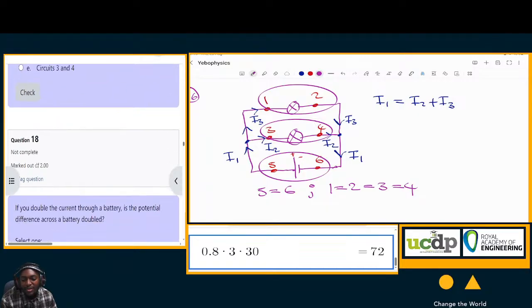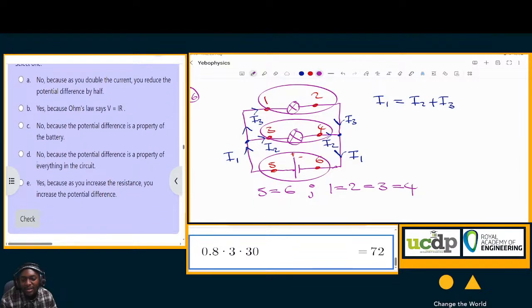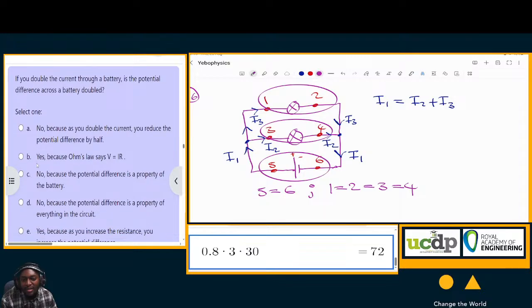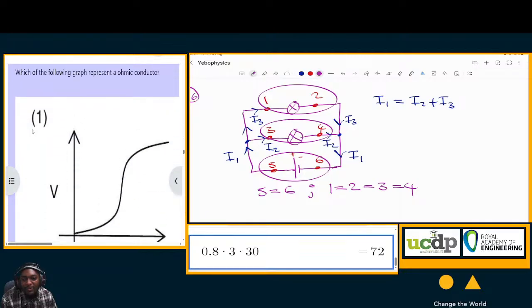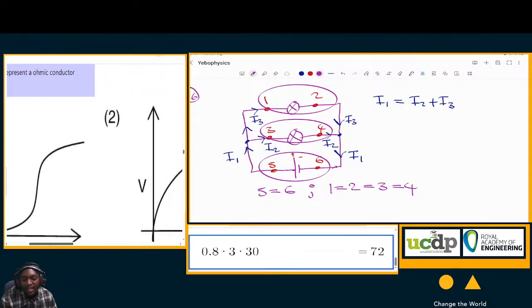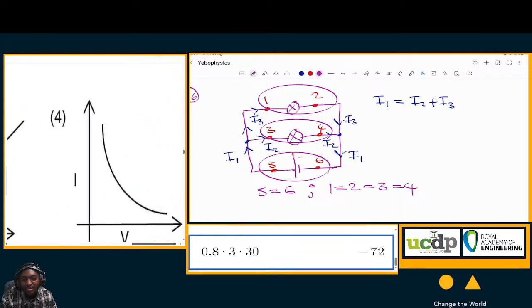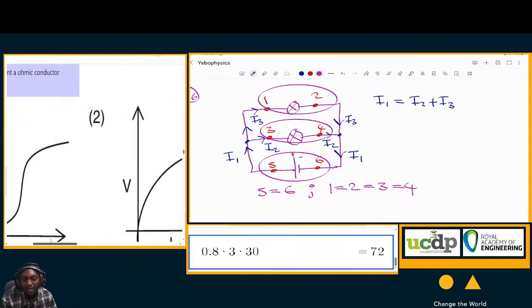So I'm leaving this to you, and I'm also leaving question 18 to you. It's just a conceptual question, just to check if you understand the definition of potential difference. Then question 19 is asking which of the following graphs represents an ohmic conductor. Again, I'll not choose the option for you, but you can have a look. These are the conductors that you have here. Which one would suit an ohmic conductor?